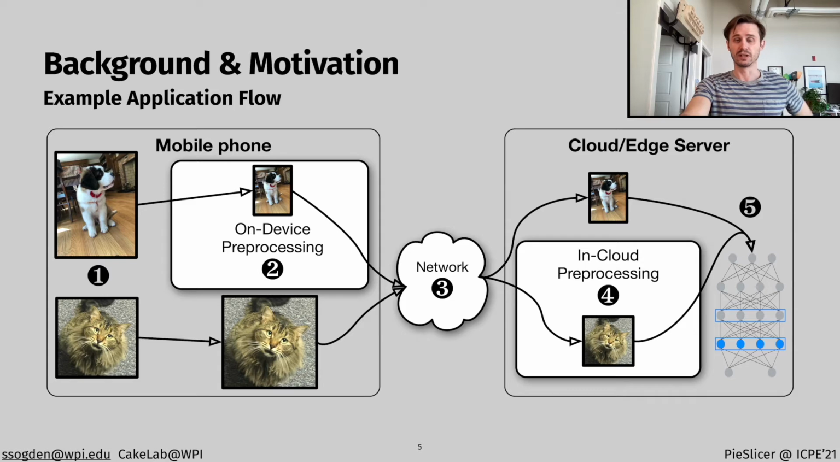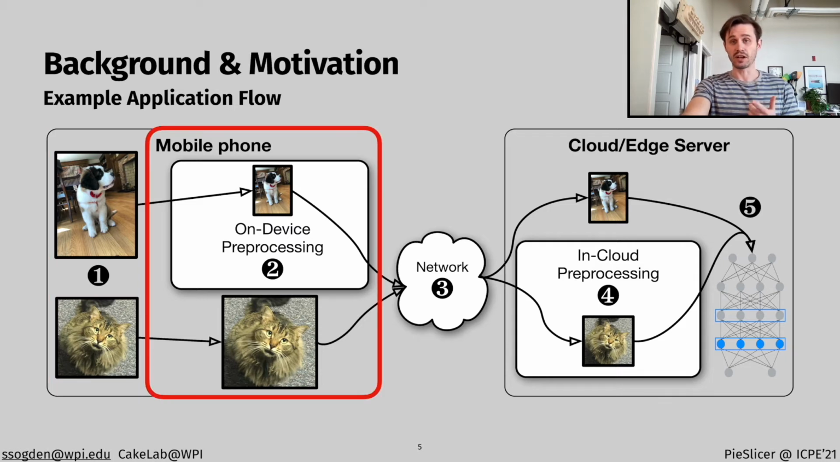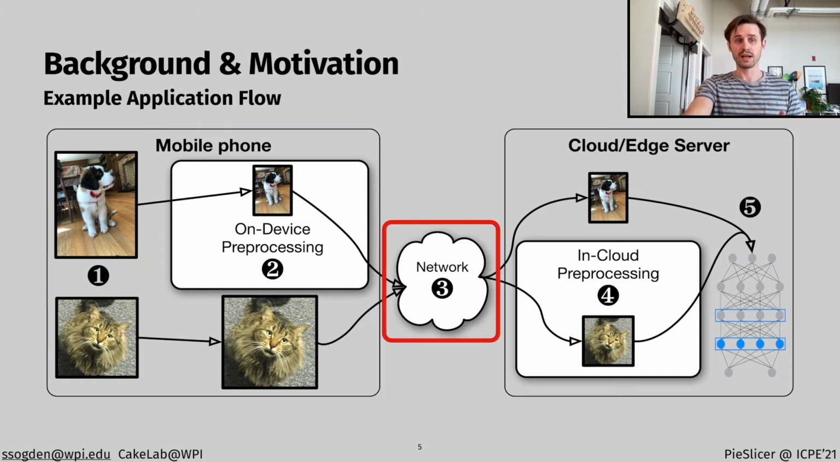Let's break it down into a couple of steps. First, the input data is captured, usually by taking a picture with the device's camera. The second step is on-device pre-processing. This pre-processing consists of resizing and cropping the image. This step is optional because these steps can also be performed in cloud later on faster hardware. Next, we transfer the data across the network. If pre-processing was done on device, then the data transferred is small, on average 53 kilobytes. However, if in-cloud pre-processing is to be used, then the transferred data could be much larger. This can mean the difference in transfer time between tens of milliseconds and over a second.